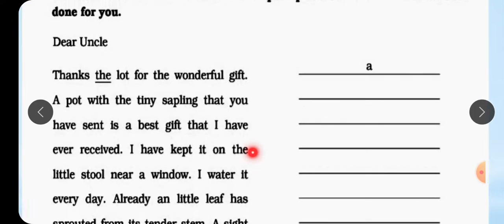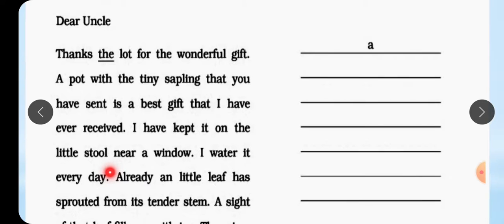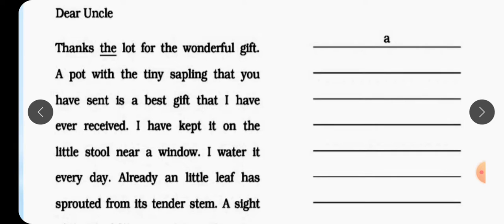Next, a pot with a teeny sapling that you have sent is a best gift that I have ever received. A is wrong here, and you will write the. A pot with a teeny sapling that you have sent is the best. Again, it's the best gift, not a best. The best gift that I have ever received.